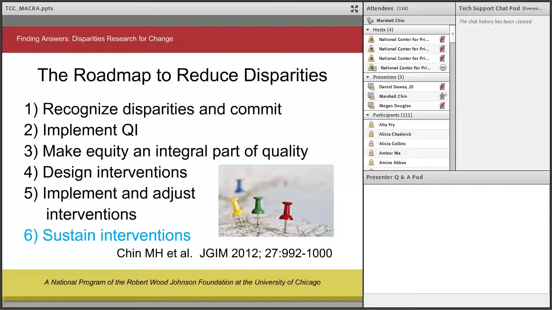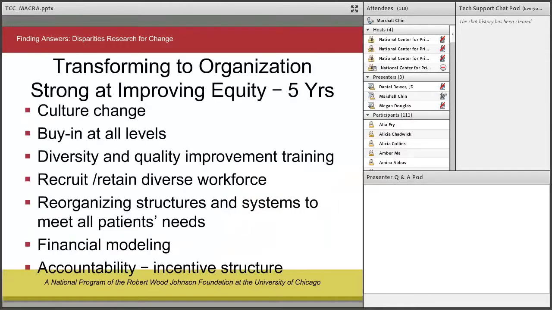So the last thing I'll talk about is sustaining the intervention, and here's where we start dovetailing with the broader topic of this, MACRA and payment and equity. The things that we've been talking about, it's a lot involved in transforming an organization to be really good at improving equity, probably at least a 5-year process, probably longer. As we talked about, it involves culture change, buy-in at all levels, training in diversity and cultural competence, and training in quality improvement.